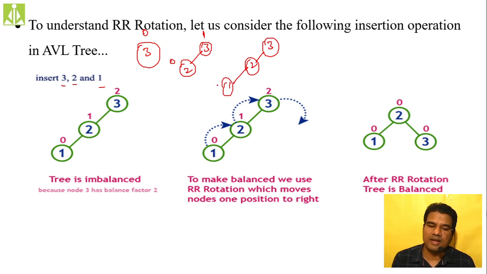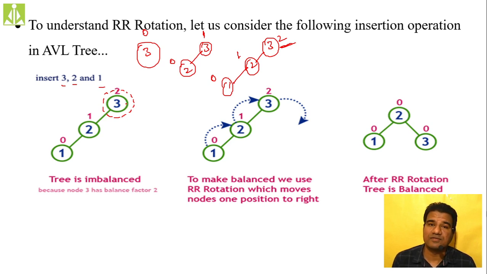Now calculate the balance factor. For 1, balance factor is 0. For 2, 1 minus 0, 1. For 3, 2 minus 0, it is 2. So here we are losing the balance factor, it has deviated. We got 2, so again we lost the balance factor at 3. So we make this node 3 the critical node, and from here only we have to start the rotation procedure.